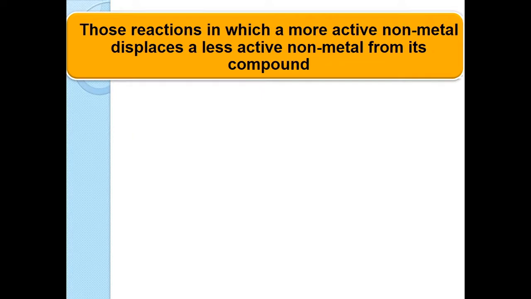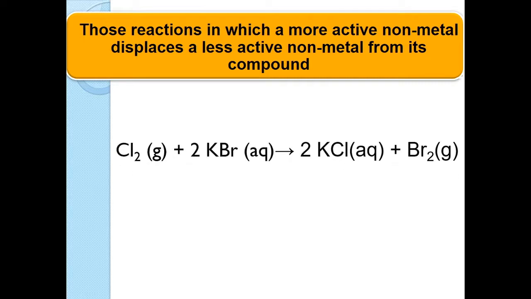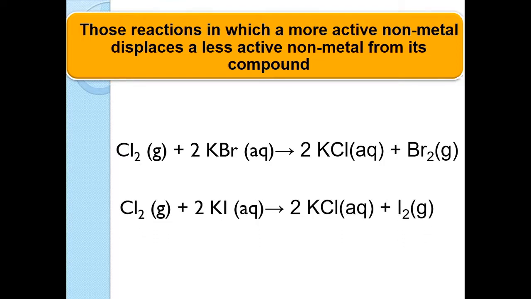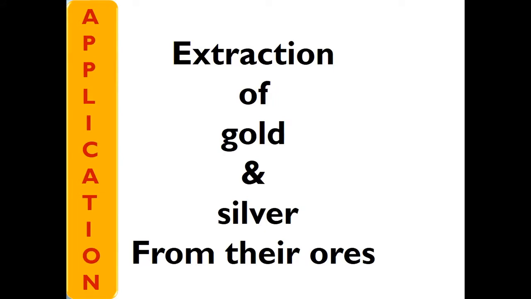Let us now talk something about displacement reactions of nonmetals. Reaction of chlorine with potassium bromide to form potassium chloride and bromine. We already have discussed that chlorine is more reactive than bromine, hence can displace bromine from its compound. One more example, reaction of chlorine with potassium iodide to form KCl and iodine. Again, we can see this reaction is taking place as chlorine is more reactive than iodine and can displace iodine from its compound.